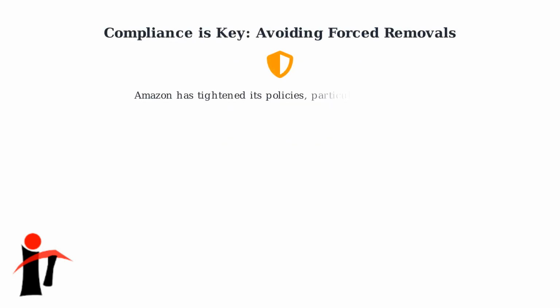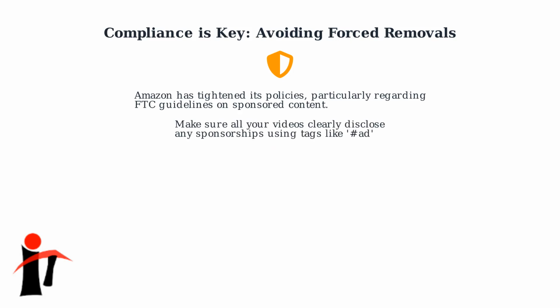Compliance is key to avoiding forced removals of your Amazon influencer videos. Amazon has tightened its policies, particularly regarding FTC guidelines on sponsored content. Make sure all your videos clearly disclose any sponsorships using tags like #ad. This simple step helps maintain transparency and trust with your audience.